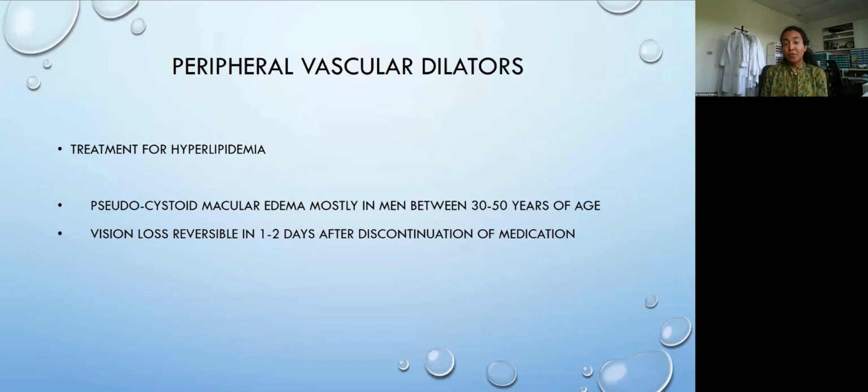And next, there are peripheral vascular dilators for hyperlipidemia. These medications can cause pseudocystoid macular edema. It usually happens in men who are between age 30 to 50, and the vision loss is reversible in 1 to 2 days after this medication is stopped.